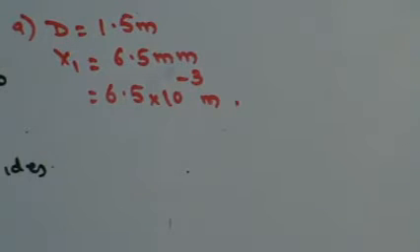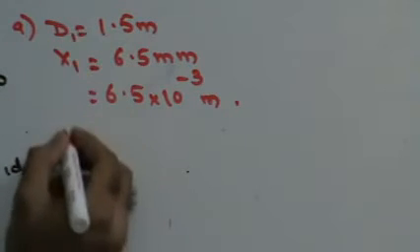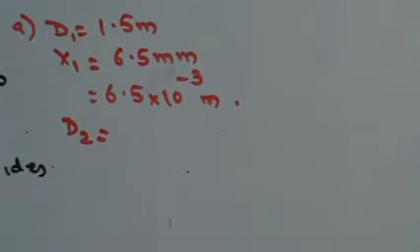What would the fringe width be if the screen is brought towards the slit by 50 centimeters? Now see, the screen is brought towards the slit. That means the distance is going to reduce. 50 centimeters means 0.5 meters. That means the new distance of the screen is going to be 1 meter.